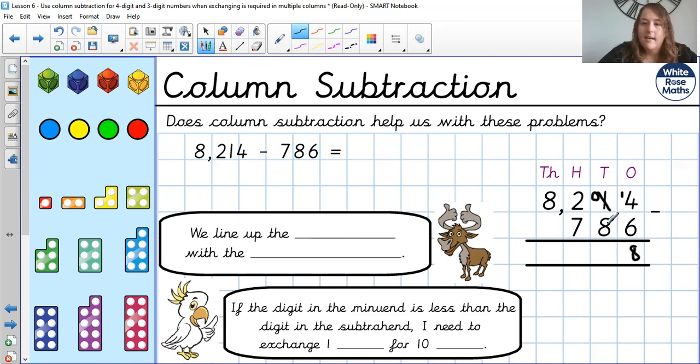0 take away 8, I can't do. So I need to exchange again, crossing out my 2, leaving a 1, and popping a 1 next to my 0. So I've now got 10 tens, and 10 take away 8 is 2.